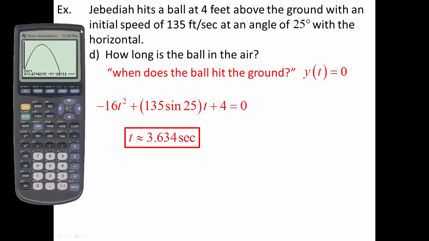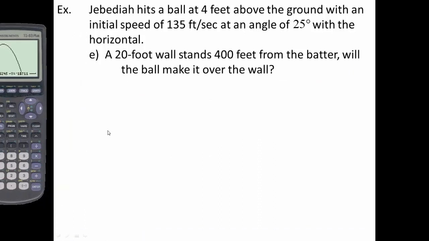Alright, moving on. Let's move this off to the side. A 20-foot wall stands 400 feet from the batter. Will the ball make it over the wall? So really the question is, when the x position is 400, what is the y position? Because if the y position is 20 feet or higher, it's going over the wall. Well, actually, if it's 20 feet, it's hitting the top of the wall, so it really has to be more than 20 feet.